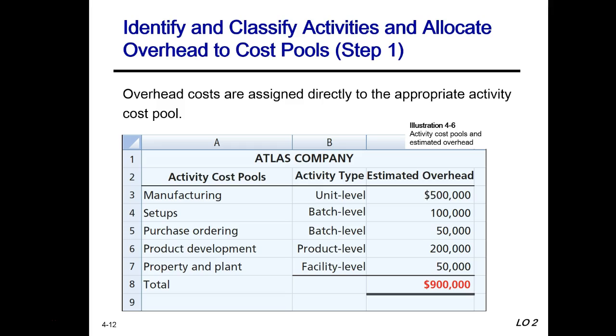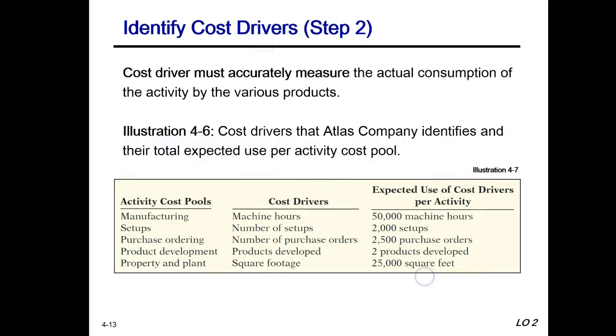Overhead costs get assigned directly to the appropriate activity pool. So as we look here, manufacturing, we treat that as what we call a unit level. When we're dealing with setups and purchase orders, we've got batch levels. Then the product development, we're going to make that a product level activity. And as it deals with the property and plant, we're going to have that as a facility level.